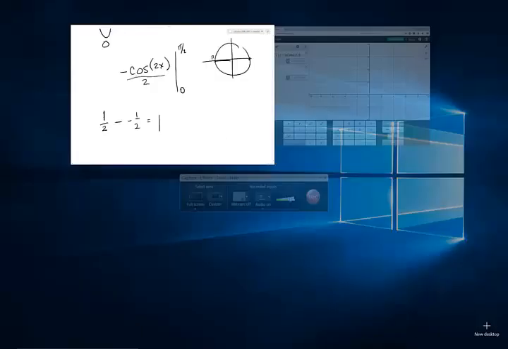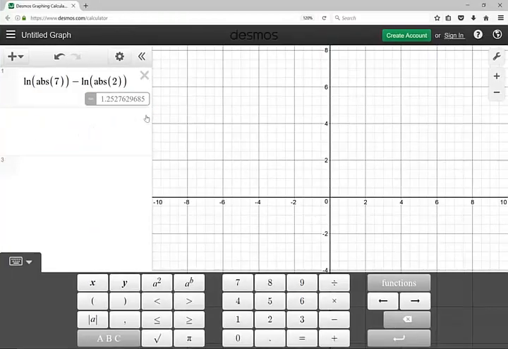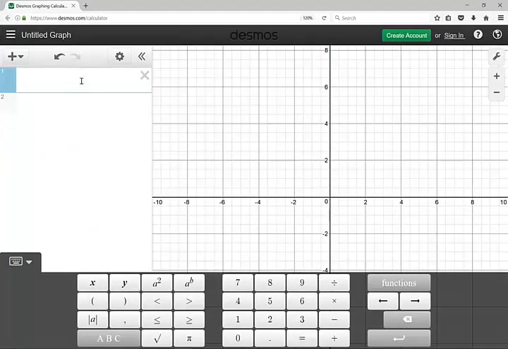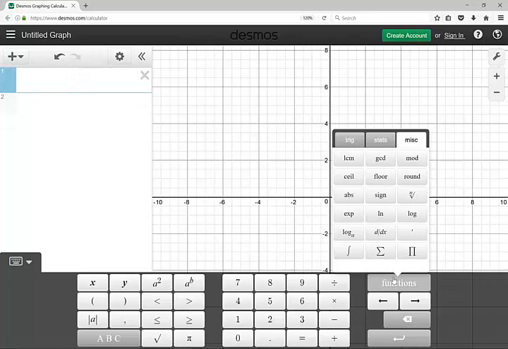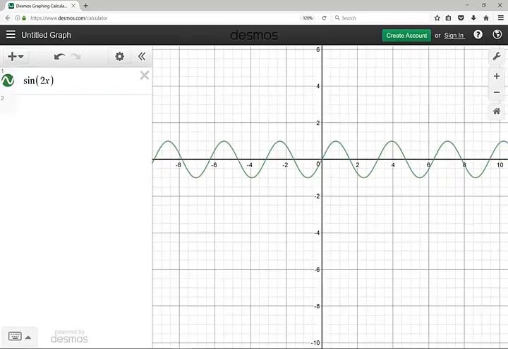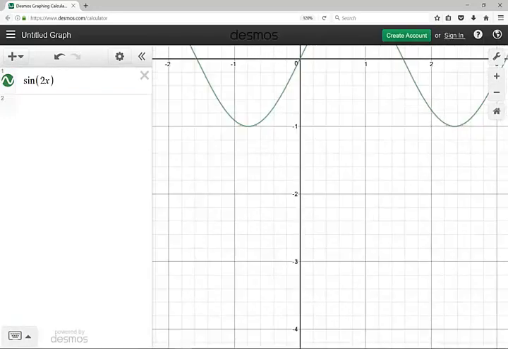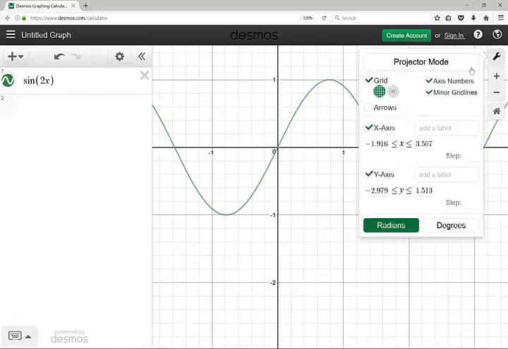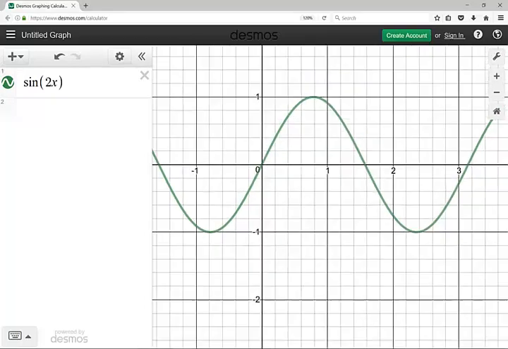Now, Mr. Groom, can I check myself on the old Desmos and see how close that is? Well, probably. What if I typed in sine of 2x? Now, let's zoom in just a bit. Let's put this on the projector mode. Right on.